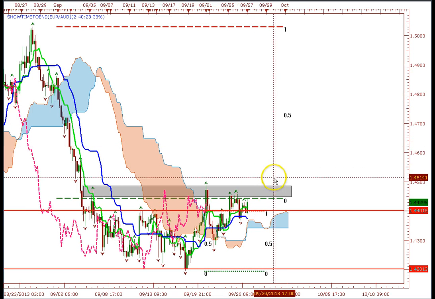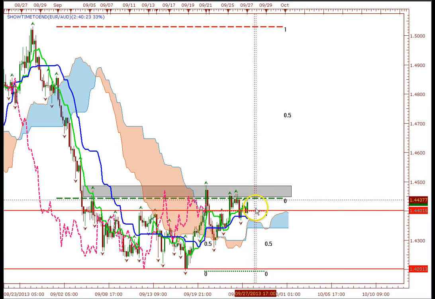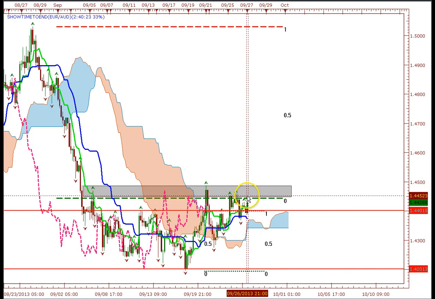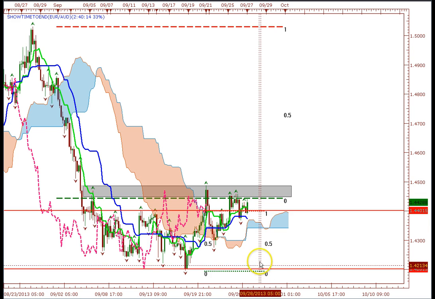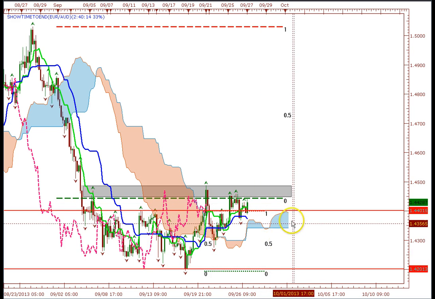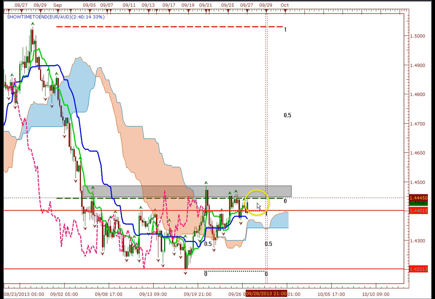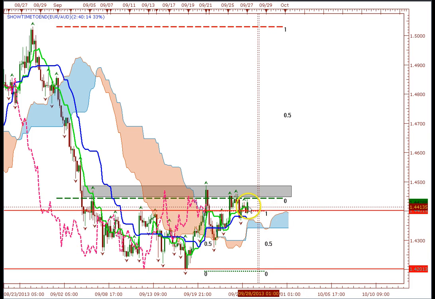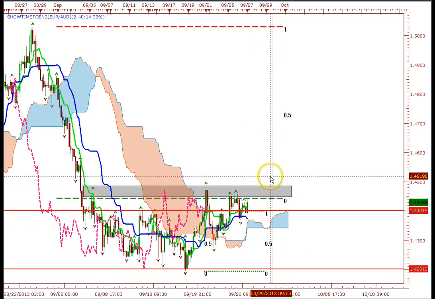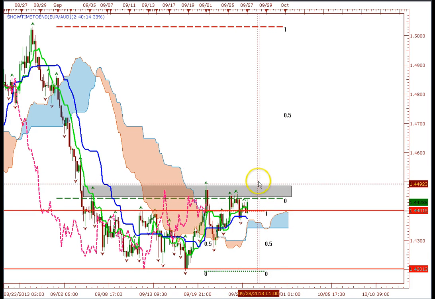I wouldn't look for anything short unless I'm playing the bounce of the range. So the range would be the bounce of this level here and take it back down to this level. All right, so then you're not really trading the Ichimoku system. You're trading this range off of support and resistance levels. Now once we see the break of this level, maybe we break that level and retrace back.